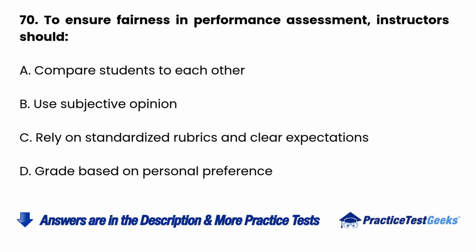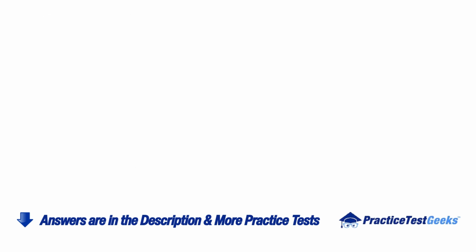70. To ensure fairness in performance assessment, instructors should A. Compare students to each other. B. Use subjective opinion. C. Rely on standardized rubrics and clear expectations. D. Grade based on personal preference.